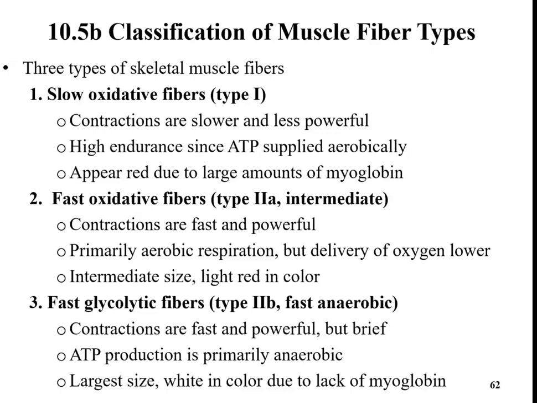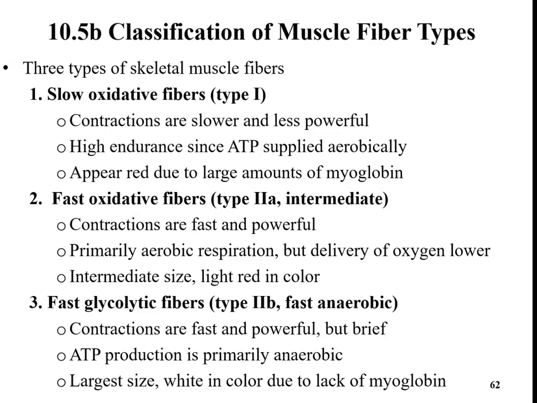And then there's fast glycolytic fibers, okay? Type 2B, fast anaerobic. These contractions are fast and powerful, but they're very brief. ATP production is going to be primarily anaerobic in these fibers, so largely through glycolysis. They are the largest in size, and they are white in color due to a lack of myoglobin.